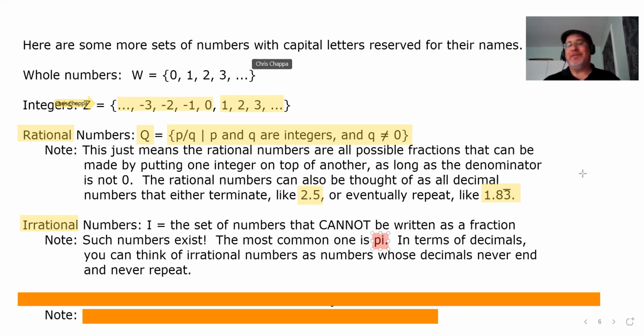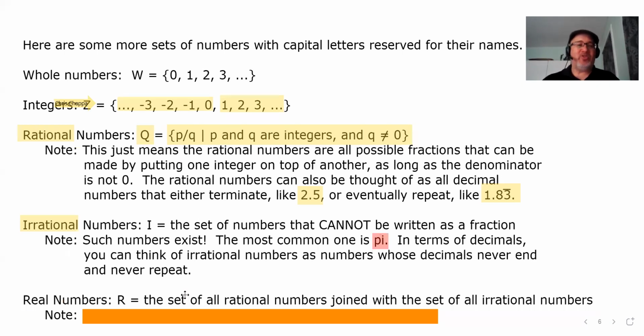Most people think pi is about 3.14. Well, it is about 3.14, but it's not exactly 3.14. As a decimal, pi goes forever, but the digits never repeat. Well, the digits individually have to repeat eventually. There's only 10 digits to choose from, but they never repeat in a predictable pattern, like a repeating three or something. In terms of decimals, you can think of irrational numbers as numbers whose decimals never end and never repeat.